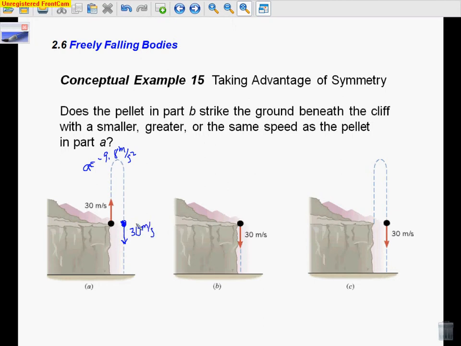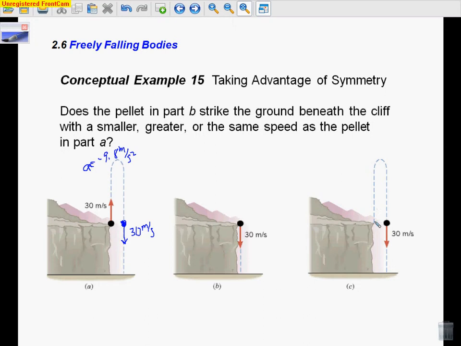So from here, if we just look at this motion from this point on, and compare it to this motion, we can see that it's exactly the same thing. So these two objects are actually going to hit the ground going the same speed. So symmetry is going to be a useful tool for you to use in solving equations.